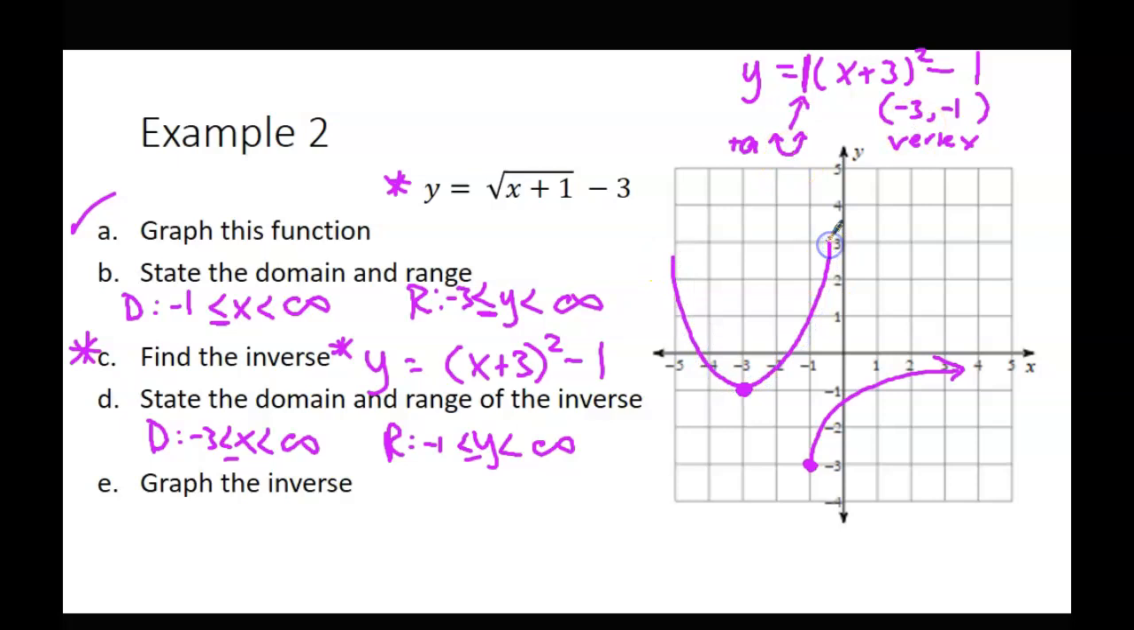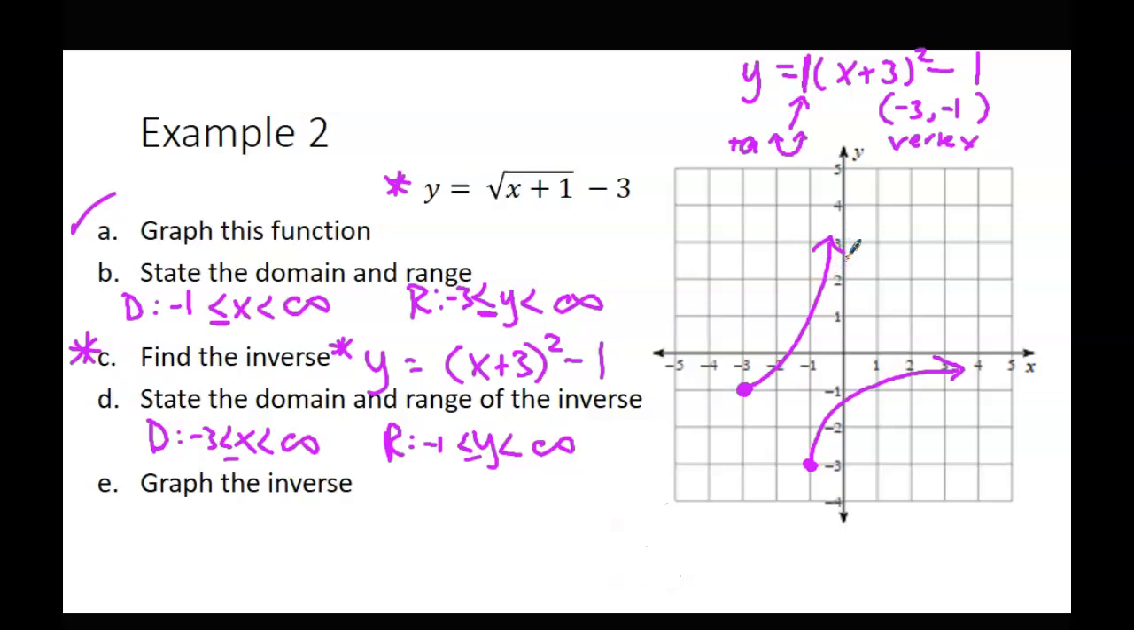Now, does that look like an inverse to you? It doesn't. There's something wrong here, right? This guy over here looks like only half of this. What half of my graph should I erase? The left half or the right half? You would erase this half. Why? Well, here's why.